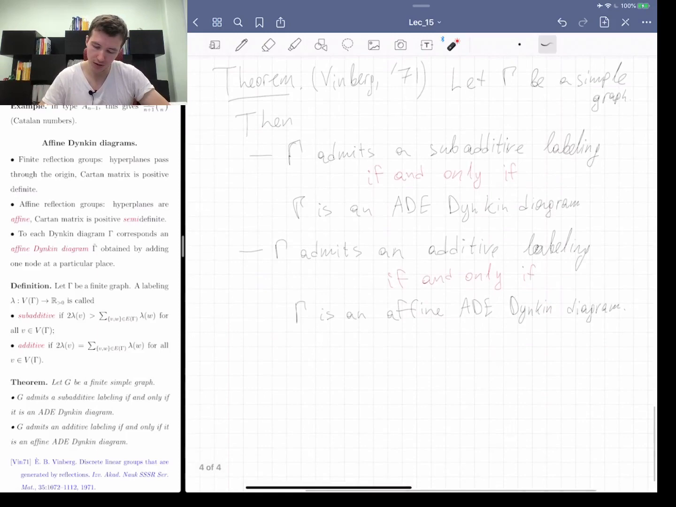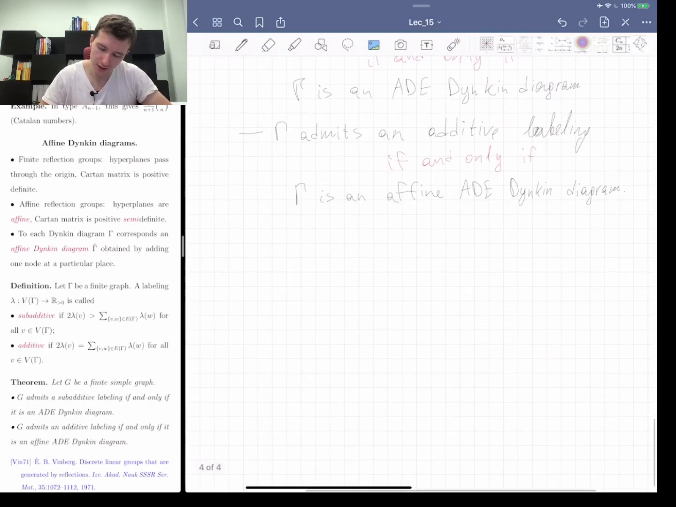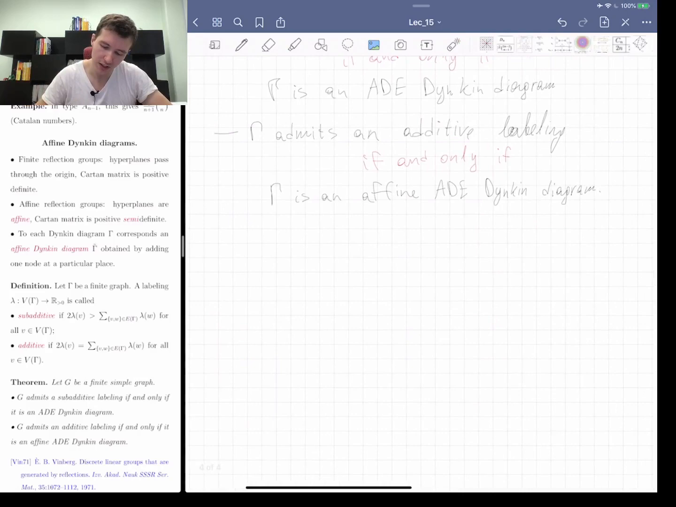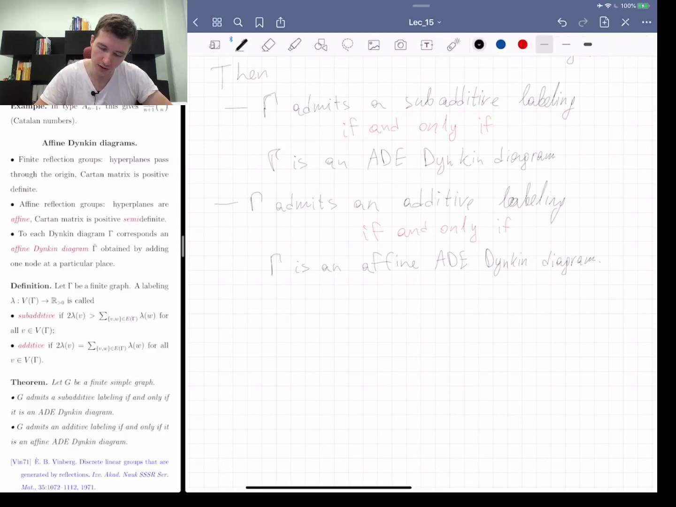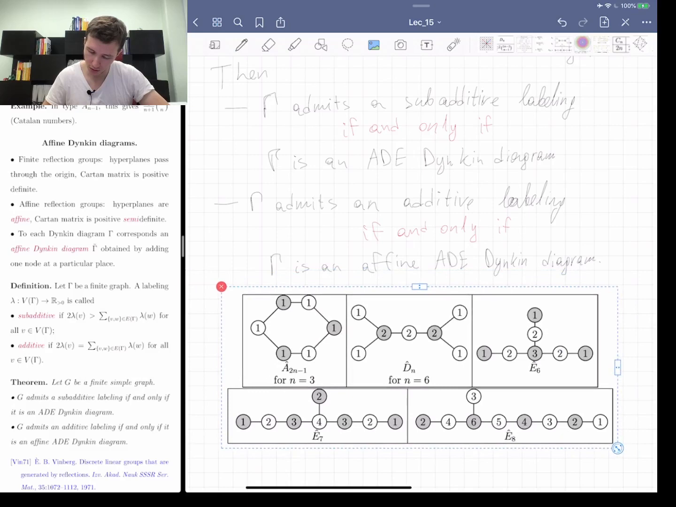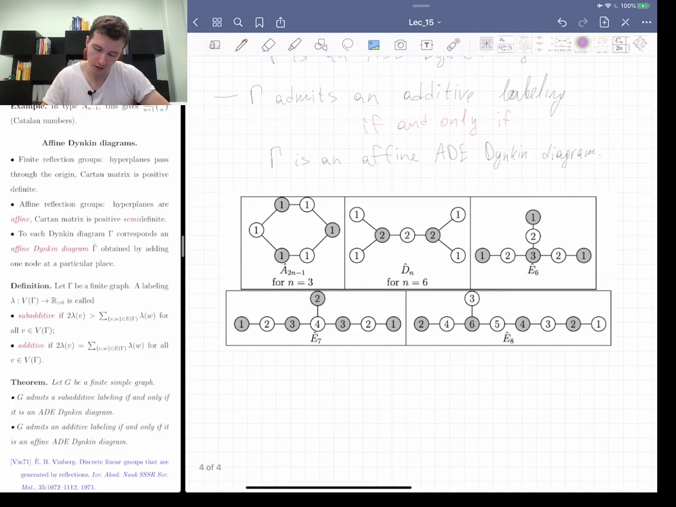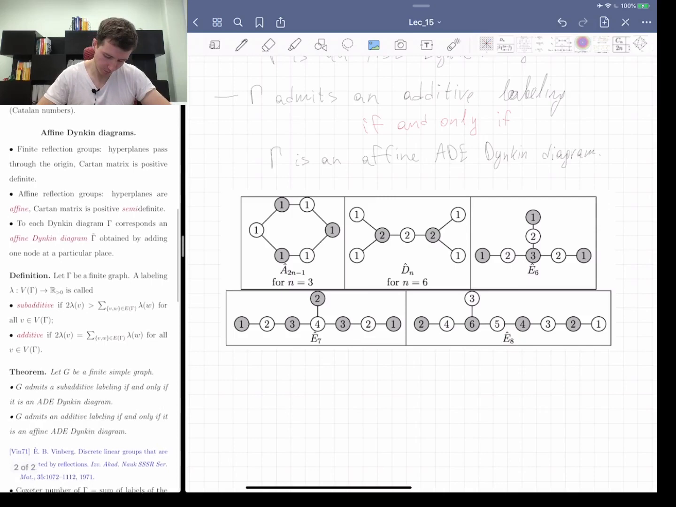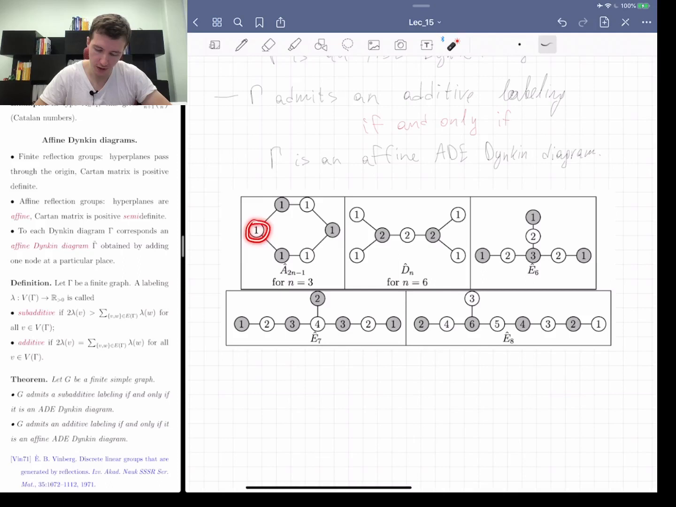The additive labeling is kind of unique because it's given by equalities, but subadditive labeling is not unique. So I'm going to show you the additive ones first. Here is the picture of an additive labeling for any affine ADE Dynkin diagram. You can see that twice the value at each vertex is equal to the sum of the values of its neighbors. Like 4 is equal to 1 plus 1 plus 2. 6 is equal to 2 plus 2 plus 2, and etc.